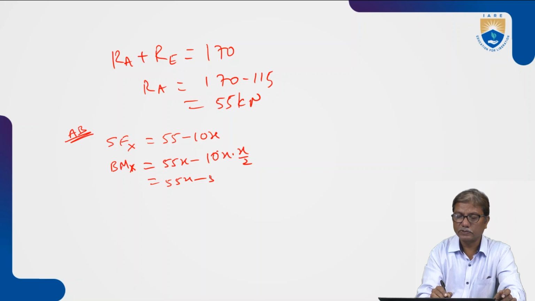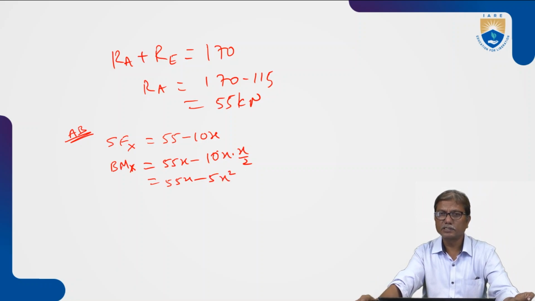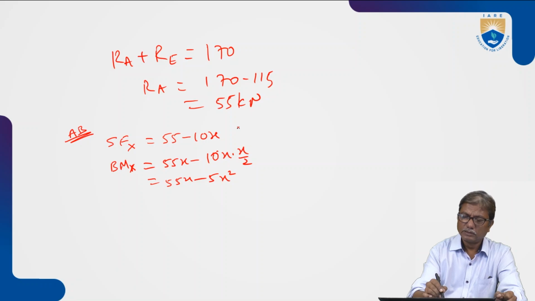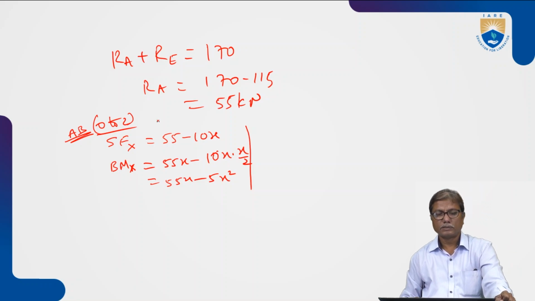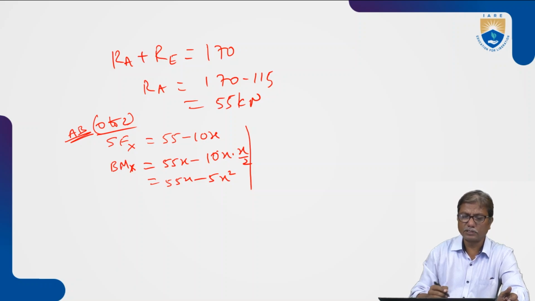55x minus 5x square. Okay? So, the limits for x here are 0 to 2. Between A and B only these equations are valid for shear force and bending moment.